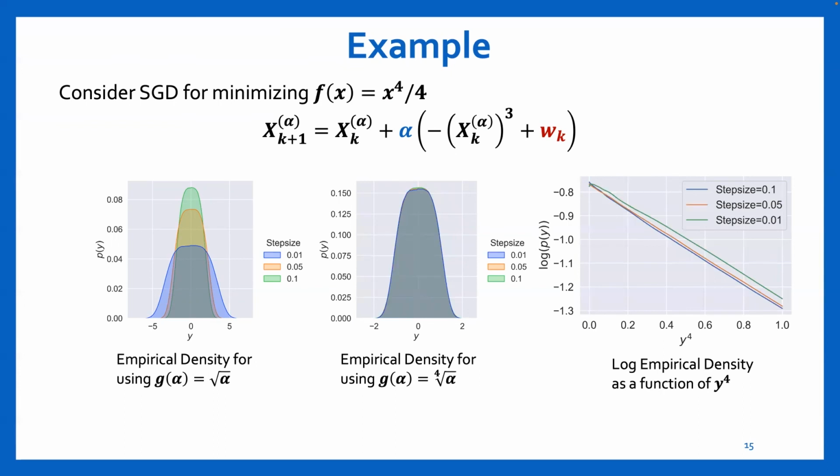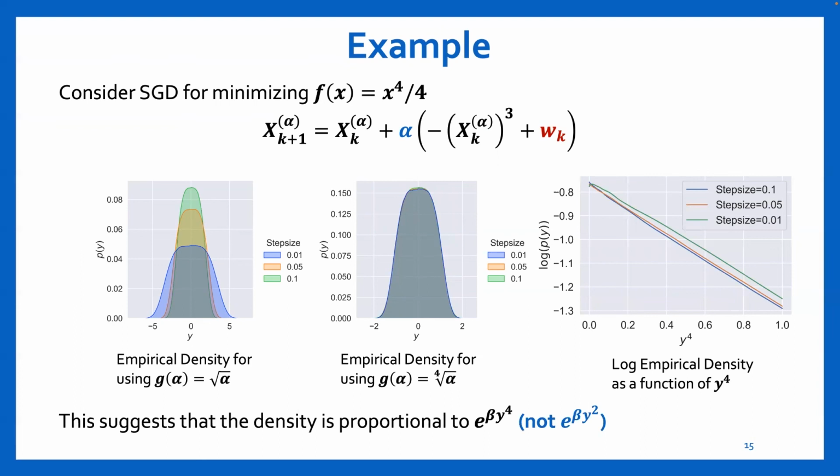To further characterize the stationary distribution, we plot the log of the empirical density function as a function of y to the power 4. In this case, we observe straight lines. This means that this density function should be proportional to e to the power beta y to the power 4, where beta is some constant. So this means that the stationary distribution is not Gaussian, it's some general Gibbs distribution. In our paper, we provide a heuristic approach to find the correct scaling function. However, to further characterize the distribution is much more challenging and is a future direction.